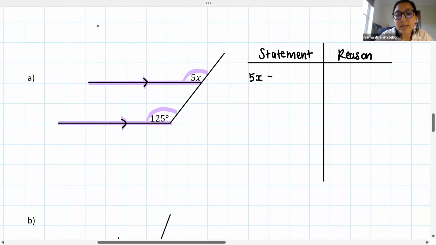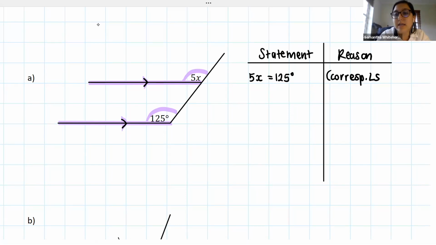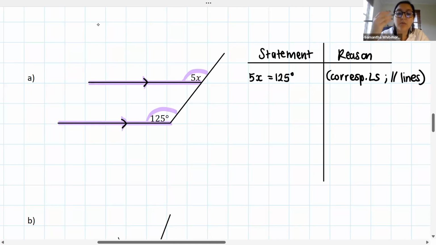So 5x is equal to 125. My reason, corresponding angles. Now grade 8s, please remember you should put in the parallel lines. Because there's no labels on my lines here, I literally just say parallel lines. If there were labels, which we'll have a look at in an example later, we'll put the label. But for this, there are no labels, so we just write parallel lines. And then we solve. This is a nice, easy one to solve.